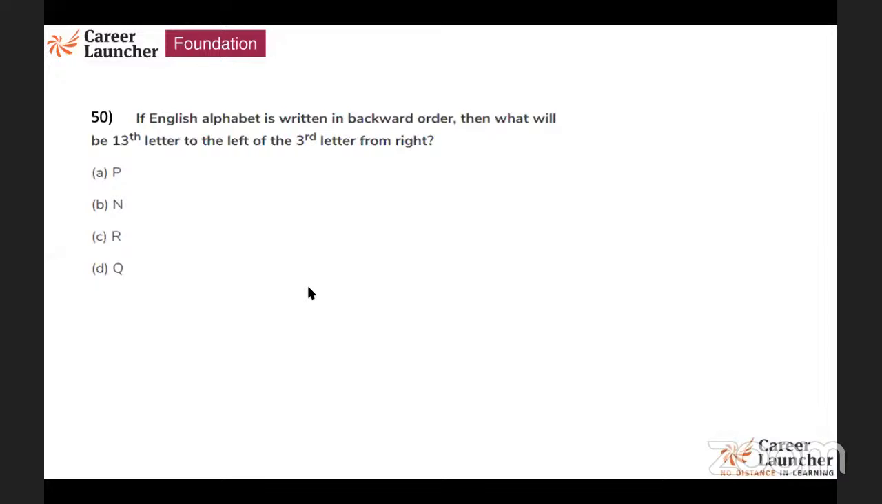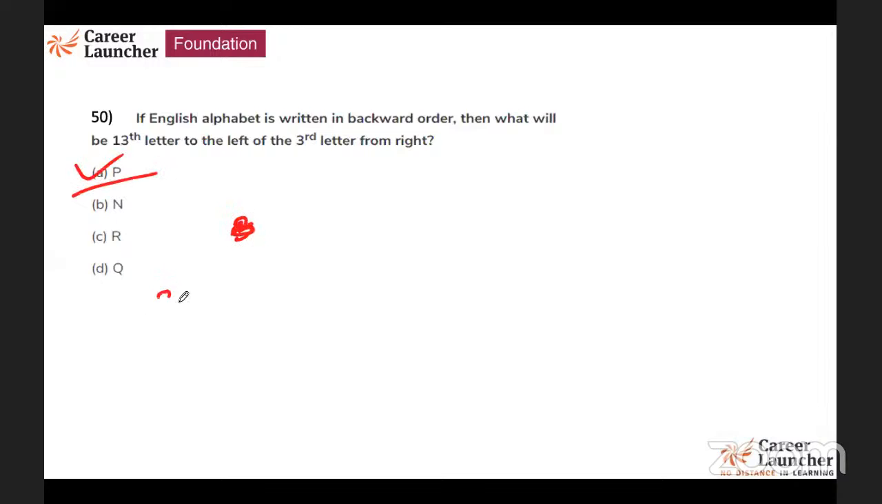So from C, the 13th letter: D, E, F, and so on, 1, 2, 3, 4, 5, 6, 7, 8, 9, 10, 11, 12, 13. P will be the answer, guys. Very clearly you will get this answer.